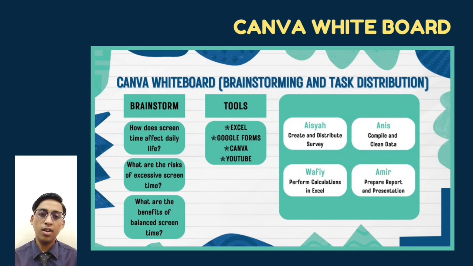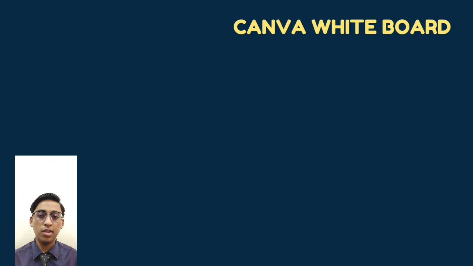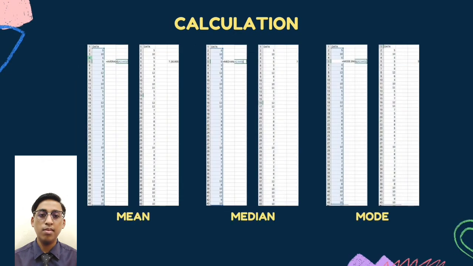I will be presenting the calculation from our assignment. In this part, I will explain how I calculated the mean, median, mode, variance, and standard deviation. Let's go step by step. First, we will focus on three parts of the calculation, which are mean, median, and mode. For the calculation, we use Microsoft Excel to perform it. Here's how I did it.